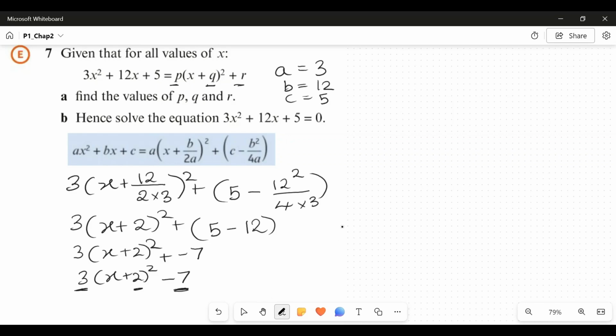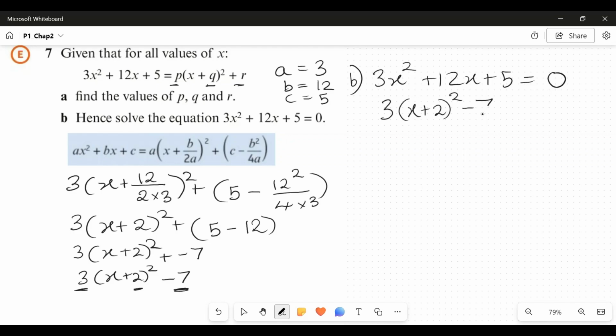All right, the next part of the question asks us to solve the equation 3x squared plus 12x plus 5 equals 0. So let me write that down here. This is part B: 3x squared plus 12x plus 5 equals 0. We're supposed to solve that. Now solving that is easy because we have simplified that into this form. So I'm going to write the answer in the completing the square form. So this can be written as that equals 0.